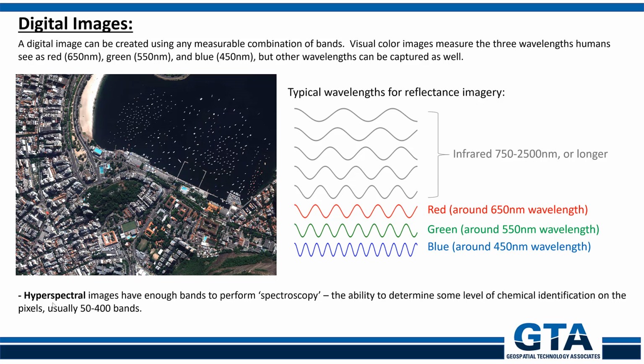And a hyperspectral image, there's a couple of different ways people define them, but a good way to think about it is it's an image that has enough bands to perform spectroscopy. And spectroscopy is the ability to distinguish different types of chemicals from each other. And usually this occurs when you have somewhere in the range of 50 to 400 bands.